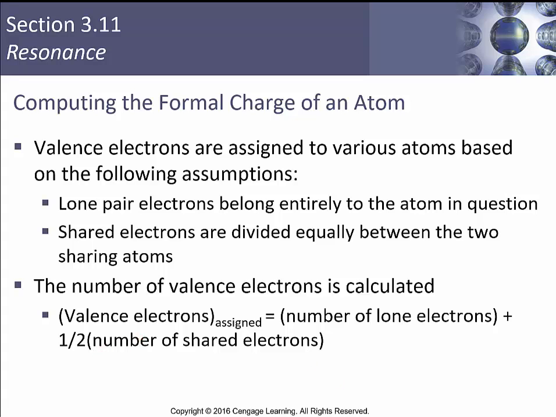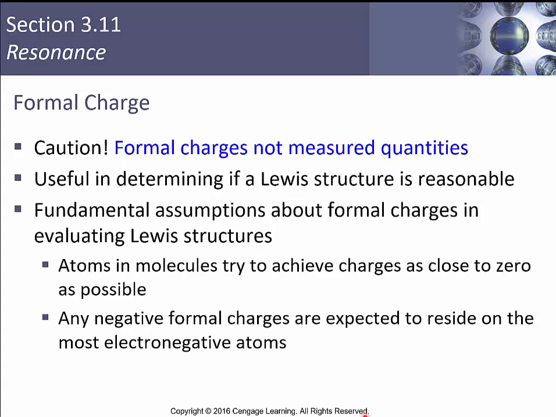So caution. Formal charges are not measured quantities, right? These are things that we kind of calculate. We're using it as guidance. It's not an actual plus or a minus charge that shows up on these atoms. It's useful in determining if a Lewis structure is reasonable, right? But it's not going to be perfect 100% of the time.